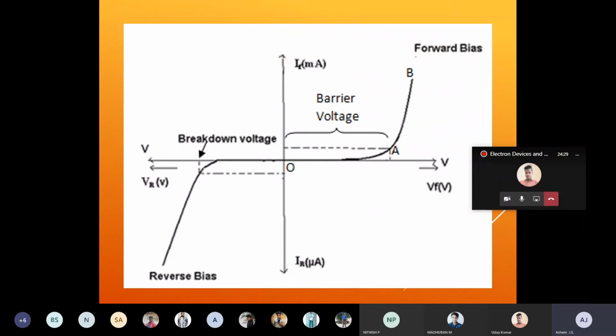And the characteristics are similar. Only in reverse you may get a sharp edge. Actually it won't be in this curve.